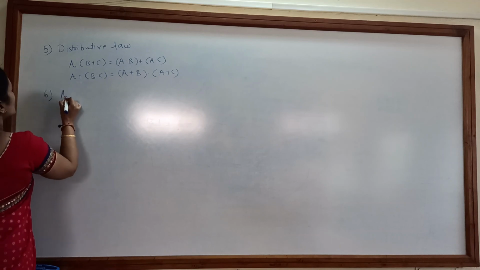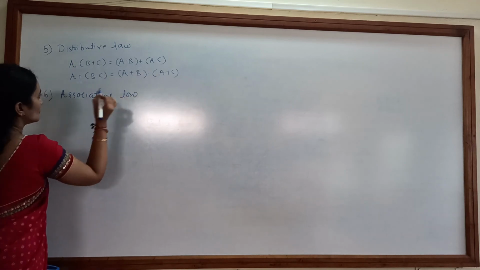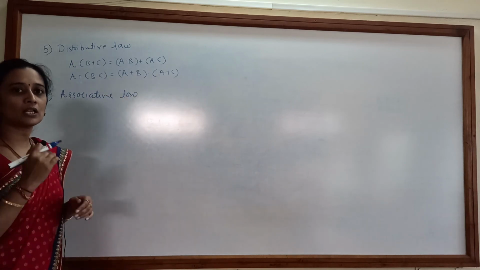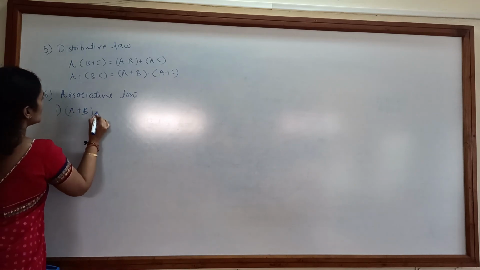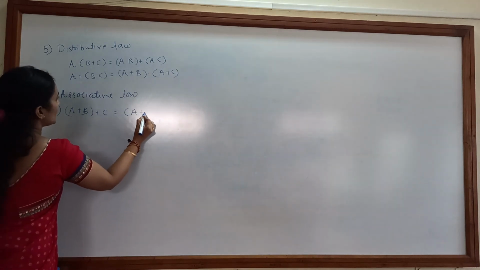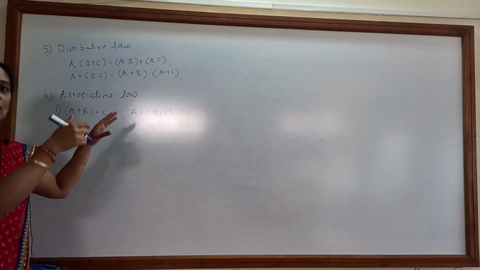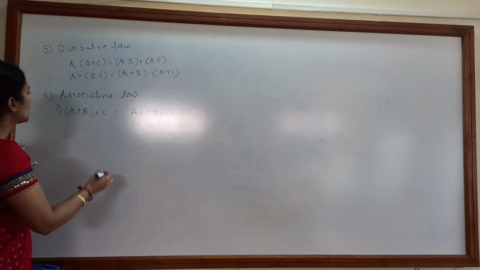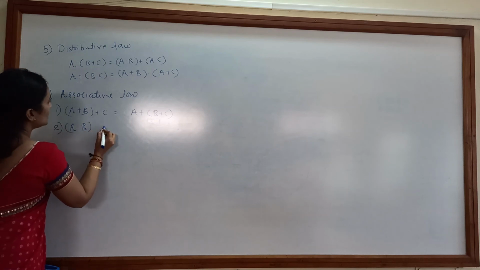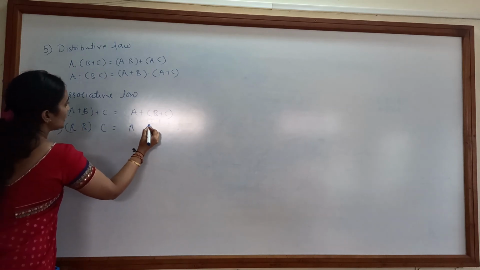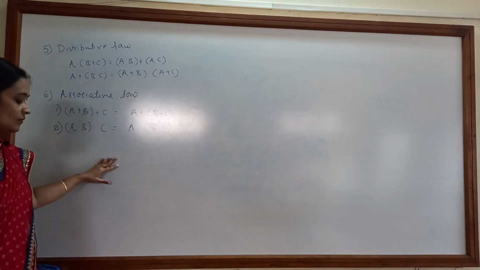Sixth one is associative law. Again, there are two laws which are dual to each other. First law is A plus B plus C is equal to A plus B plus C. You can write same thing like this. It will not affect the functionality. And dual law of this is nothing but A into B into C is equal to A into B into C. This is second associative law.